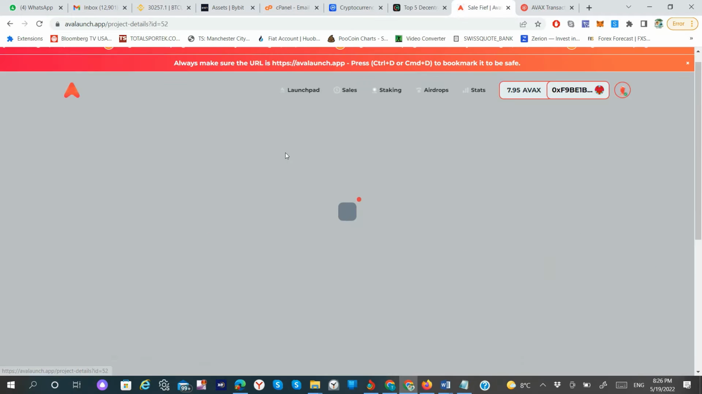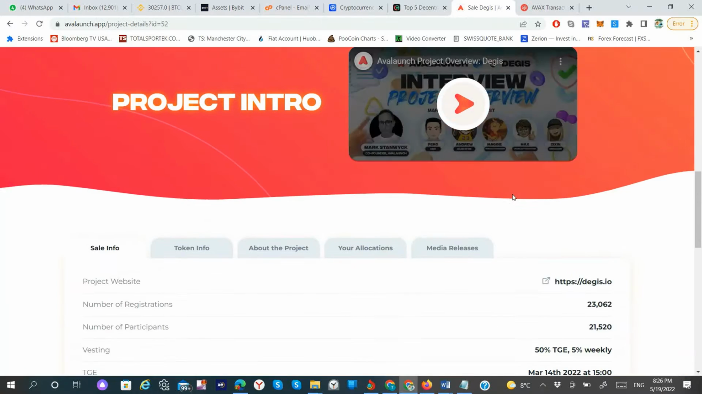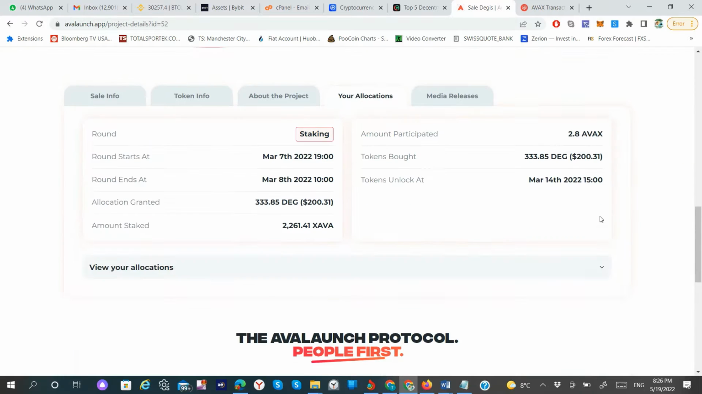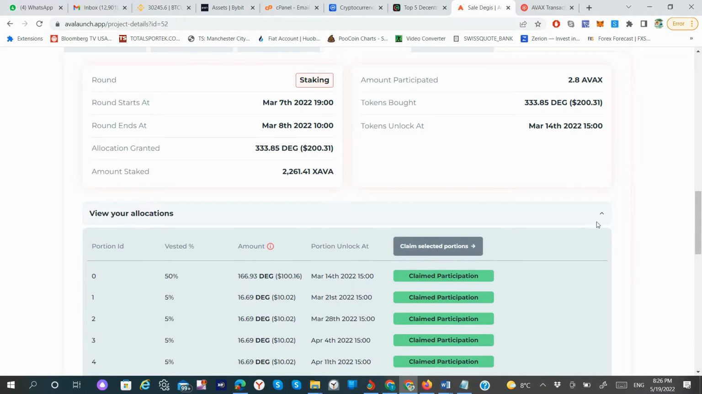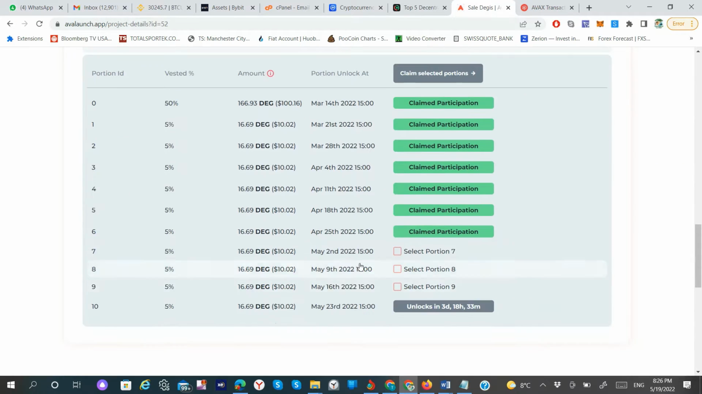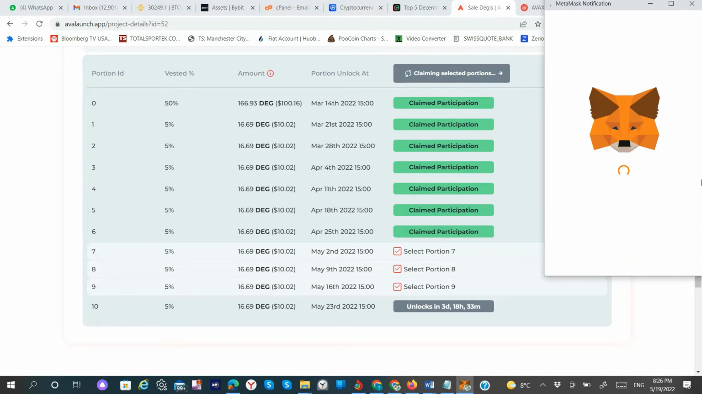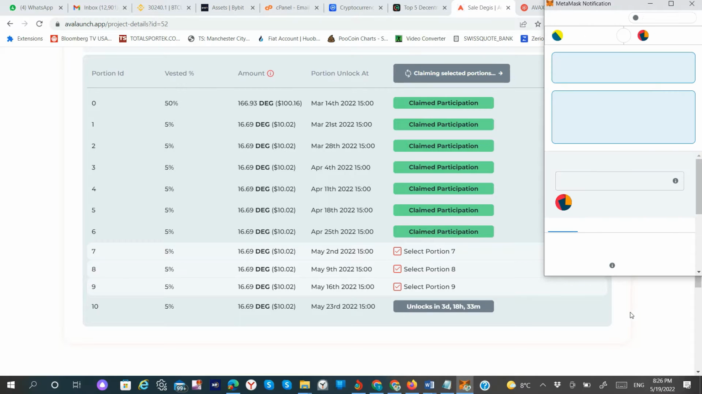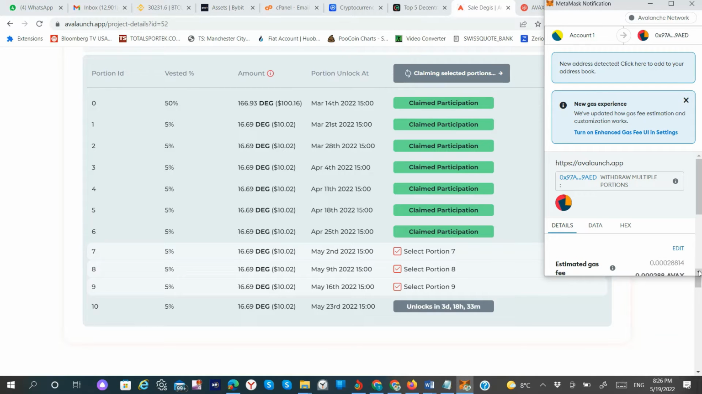Okay, Dages. I should have something there because I participated in Dages. My allocations, I have collected a lot. So I have May 2nd, May 9th, May 16th. I have to collect all of these now, all my matured shares. So claim, they will all go to my wallet, and click confirm.